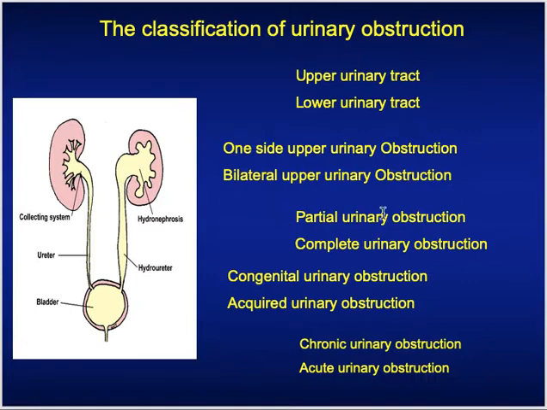There could be partial urinary obstruction or complete urinary obstruction. Another classification is congenital urinary obstruction or acquired urinary obstruction. So prostate hyperplasia is a lower urinary tract obstruction, which is bilateral, can be partial or complete, is acquired, and can be acute or chronic.